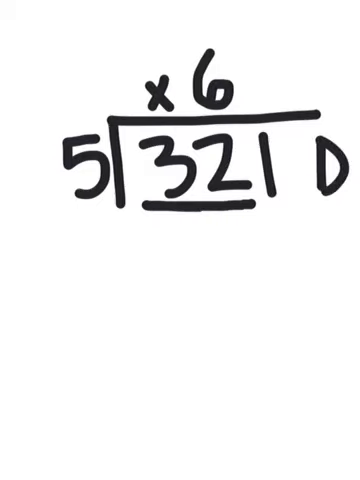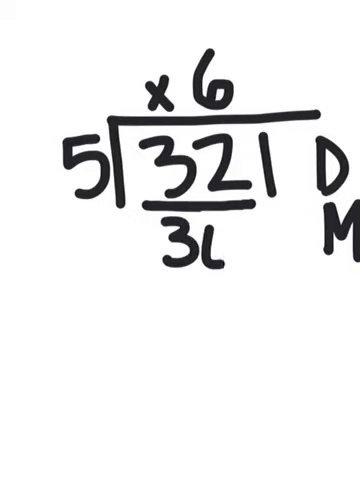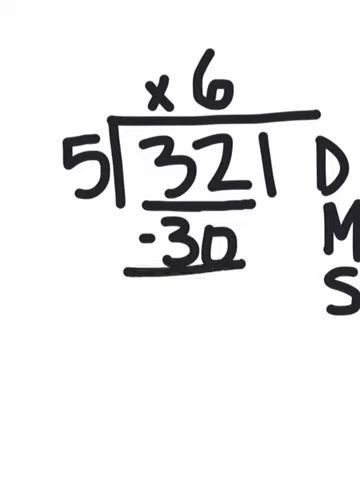Okay, so we've divided. Now we're going to multiply. So 6 times 5 is 30. Okay, we multiplied, now we're going to subtract. 32 minus 30 is 2. Okay, now we're going to check. Is 2 smaller than 5? And it is. So we're going to bring down.